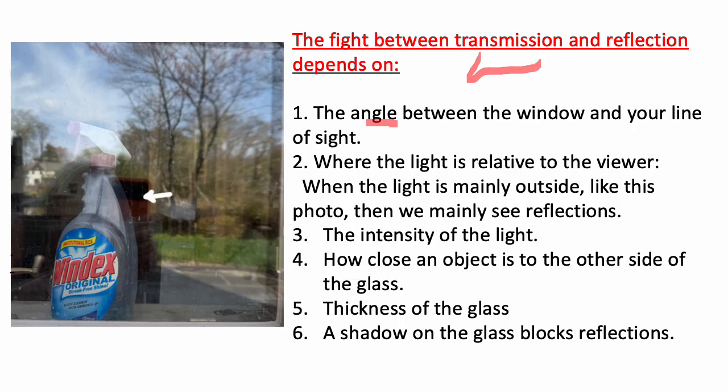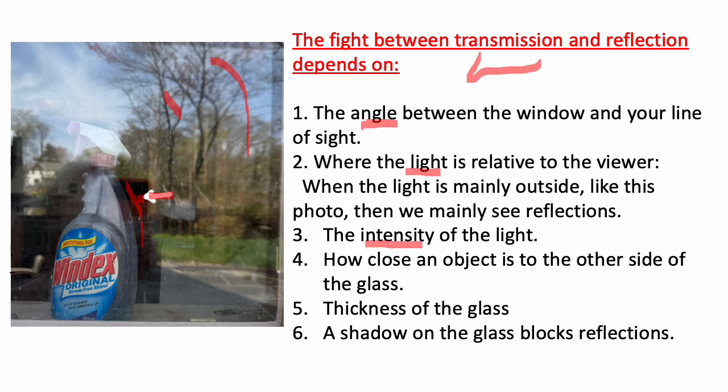The first one we talked about: the angle between the window and your line of sight. So my phone is here. At this point, I'm looking perpendicular to the window, and so I can see right through the glass to see the Windex bottle. But when I look up at a sharper angle, then I see the reflection of what's behind me. The second issue is, where is the light relative to the viewer? And in this case, the light is mainly outside, so the reflections are very strong.